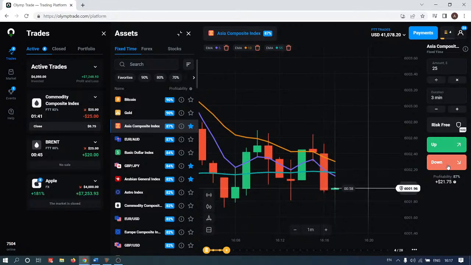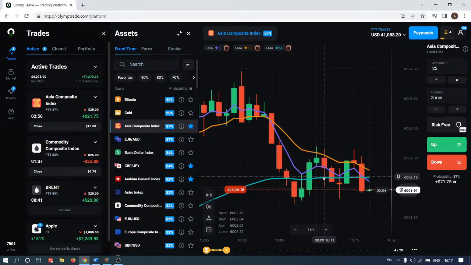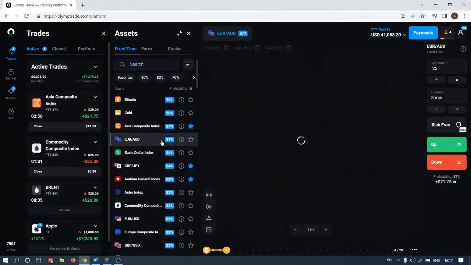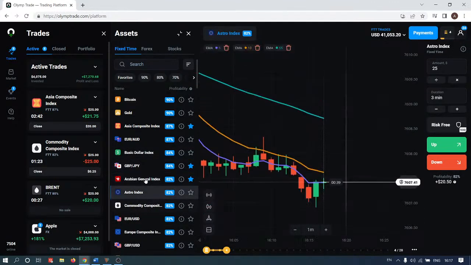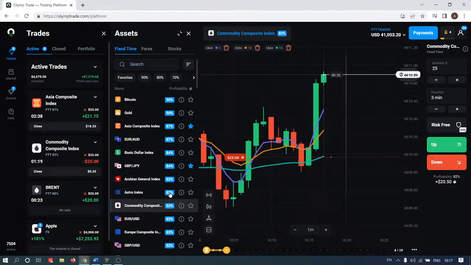At the same time, we have the Asia Composite Index, Commodity Composite Index, and Europe Composite Index. These three indices are available throughout all countries and all regions in the world, so you can trade them from pretty much anywhere.